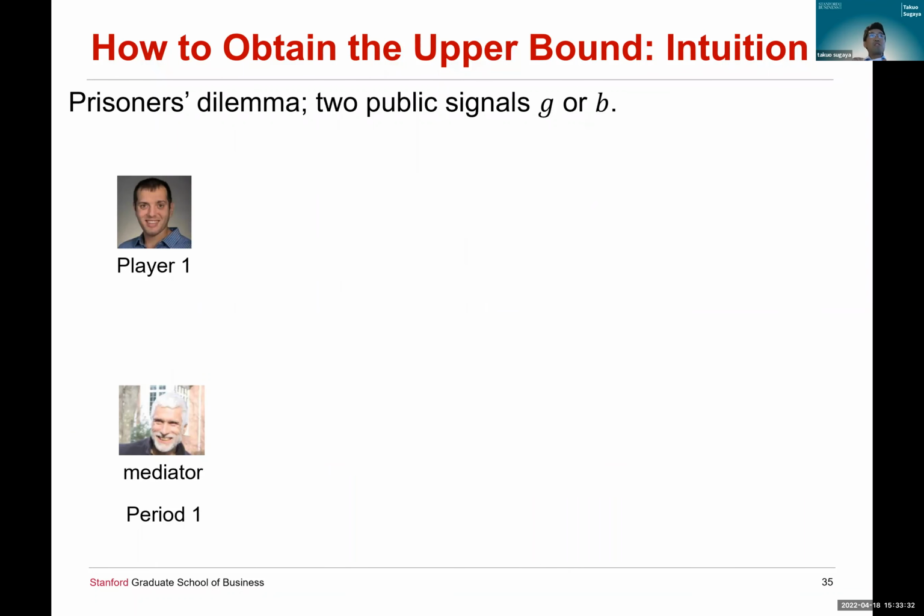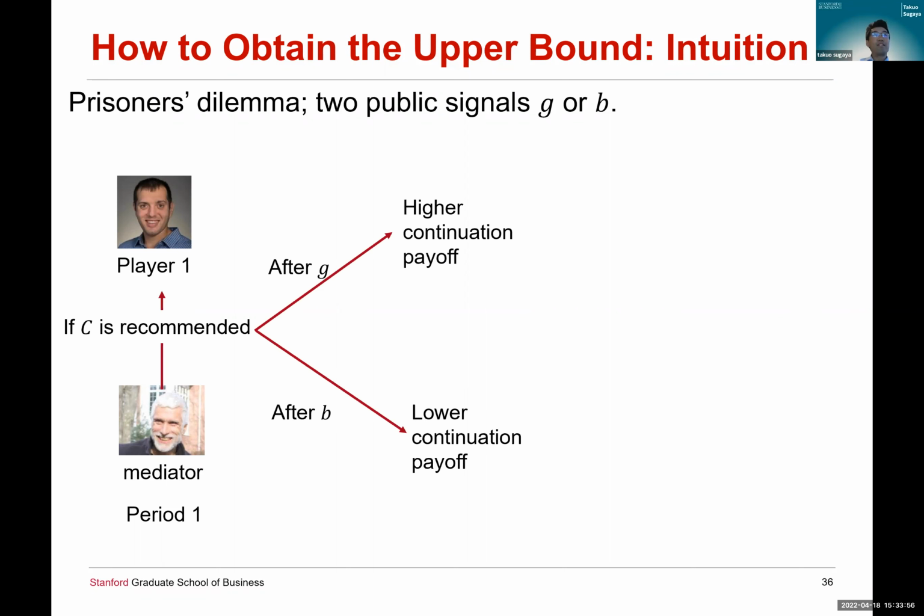So supposing we consider a prisoner's dilemma and only perfectly correlated binary signals, good or bad, okay? And supposing that good happens more often if more players cooperate. And in period one, let's say a mediator tries to implement cooperation from player one, and since there's an instantaneous deviation gain, the only way to implement such cooperation in an incentive compatible way is that after a good signal, player one's continuation pair becomes higher. After a bad signal, it delivers a lower continuation pair.